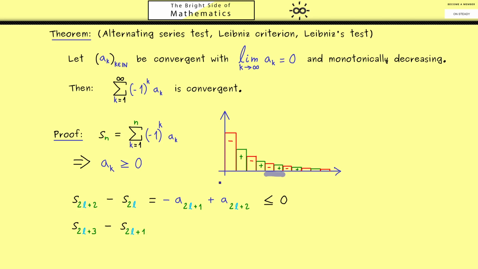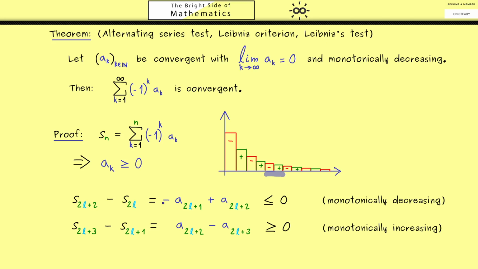This works completely the same, but only shifted by 1 index, which means now the positive part dominates. Of course, we see that in the formula as well, these two members remain and the odd index gets the minus sign. Therefore, this is again by the monotonicity greater or equal than 0. Hence, the odd indices give us a monotonically increasing subsequence. And on the other hand, we have a monotonically decreasing subsequence for the even indices.